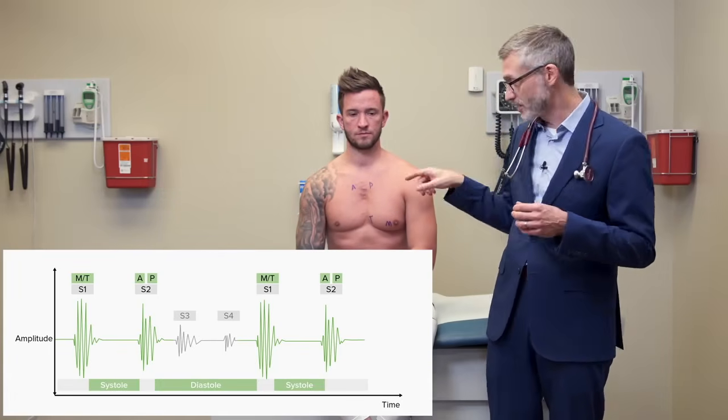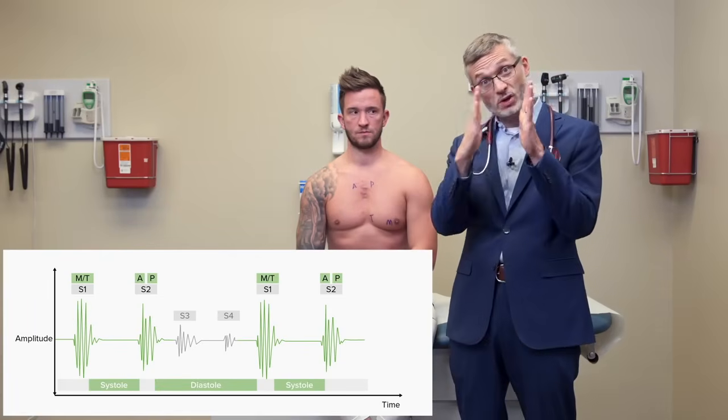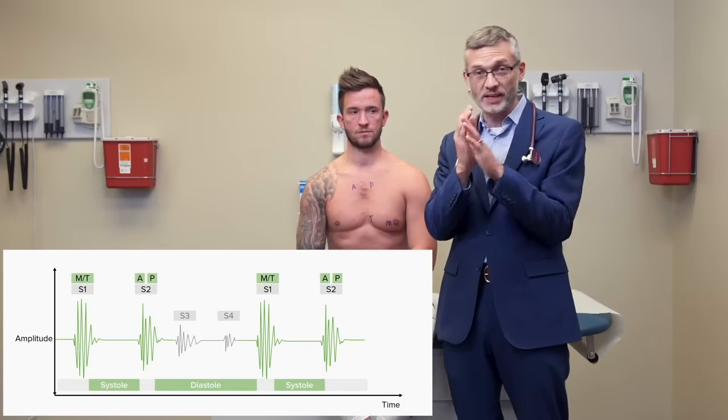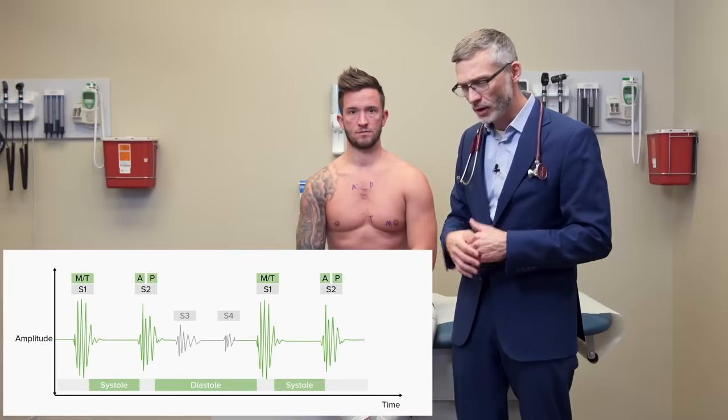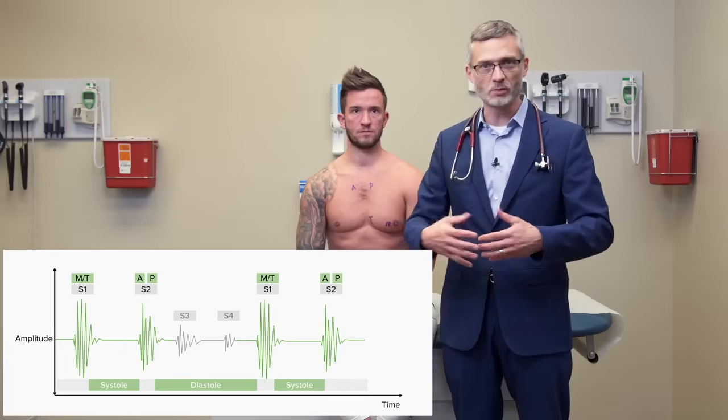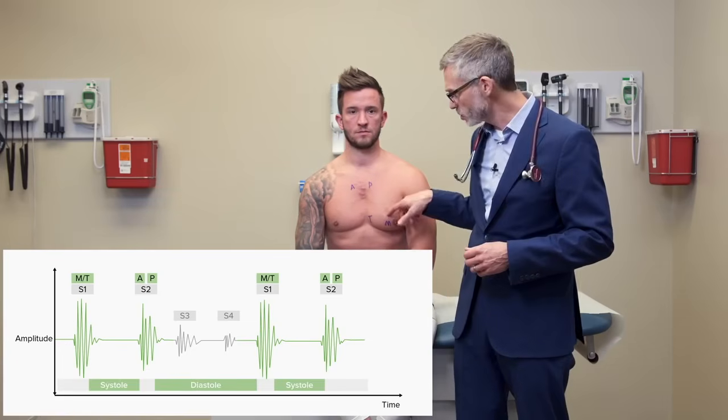So S1 and S2, lub-dub, lub-dub. As we said before, many things are possible, so M and T are the first heart sounds, so that must represent S1, and then A and P represent the second heart sound, S2. These are paired together because they're so closely occurring in time. All we hear is a lub, not 2 different sounds, just the lub, and then the dub is the A and the P.